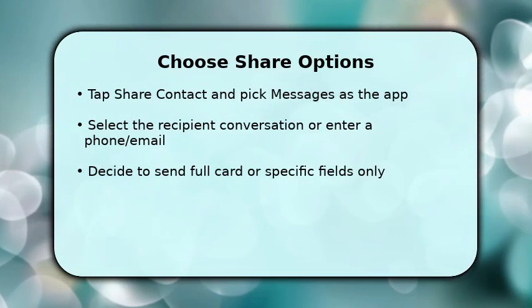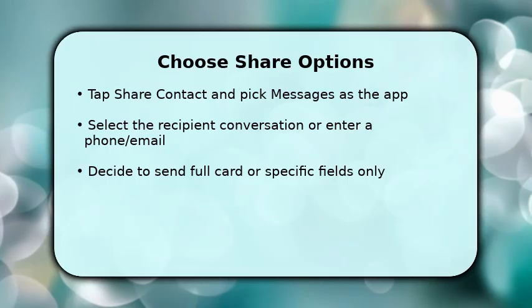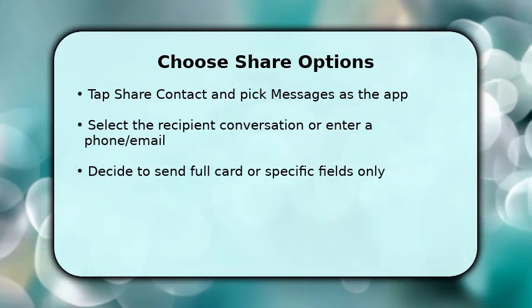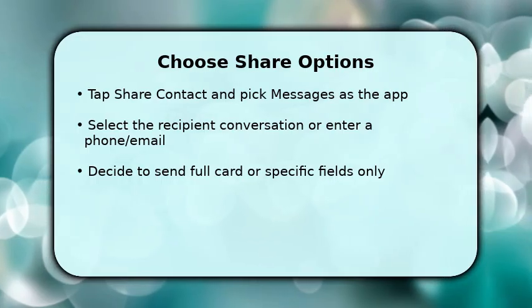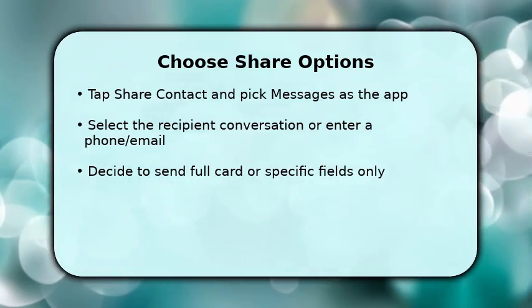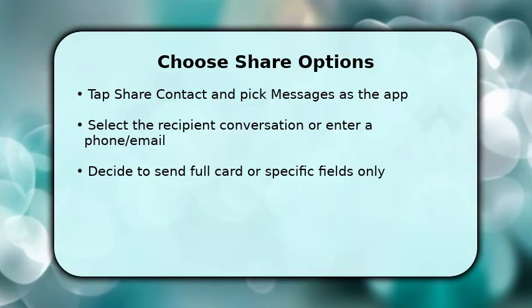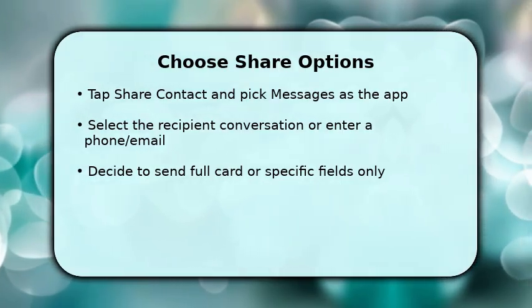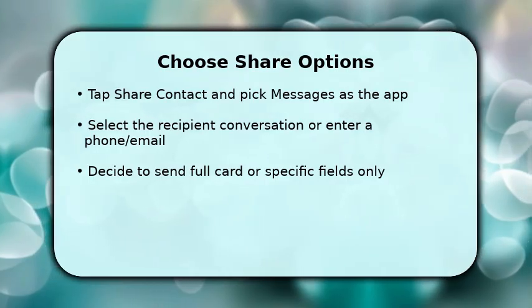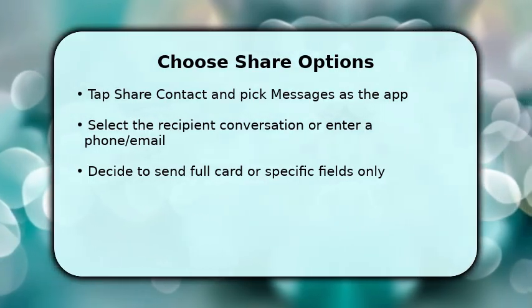Once done, tap Share Contact from the contact card and choose Messages as the sharing method. This uses iMessage if available. Pick an existing conversation or type a recipient, because Messages will deliver the card directly inside the chat. You can send the whole contact card or tap to select only phone, email, or other fields. Choose fewer fields for privacy.